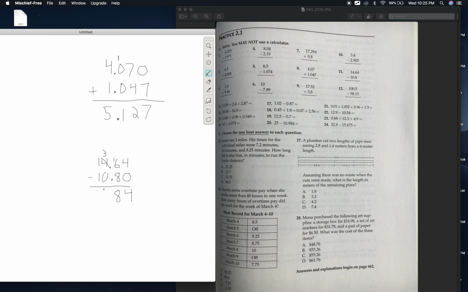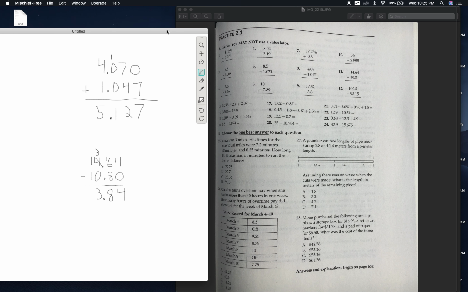3 minus 0 is 3. 1 minus 1 is 0. So it's unnecessary to put the 0 there. If we're thinking, oh, do I put a decimal point here? No, we don't. We keep it in line. Okay. 384 is your answer. Okay, that should pretty much give you the gist of it.